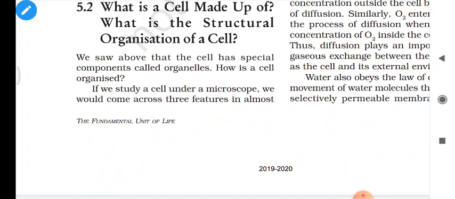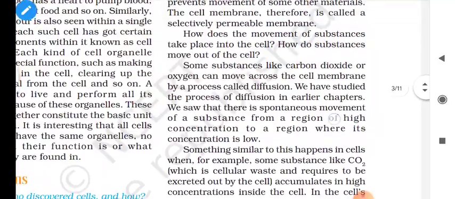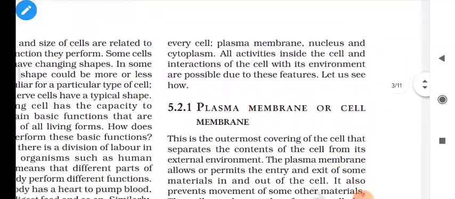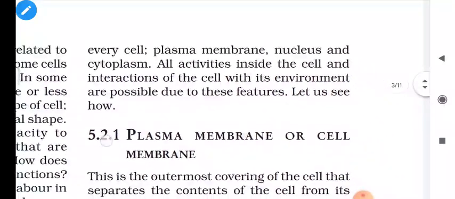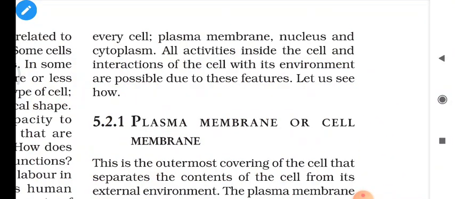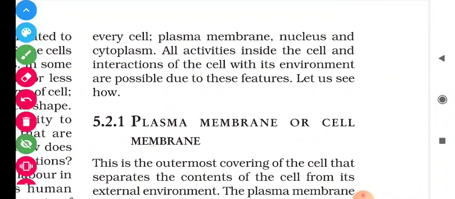We saw above that the cell has special components called organelles. How is a cell organized? If we study a cell under a microscope, we would come across three features in almost every cell: plasma membrane, nucleus and cytoplasm. So primarily there are three cell organelles named plasma membrane, nucleus, the monitoring center of the cell, and third is cytoplasm. So basically there are three cell organelles present inside the cell.